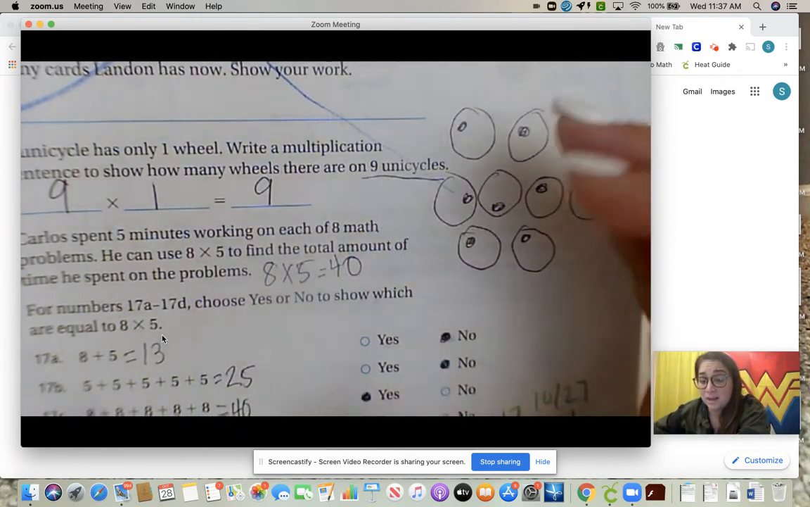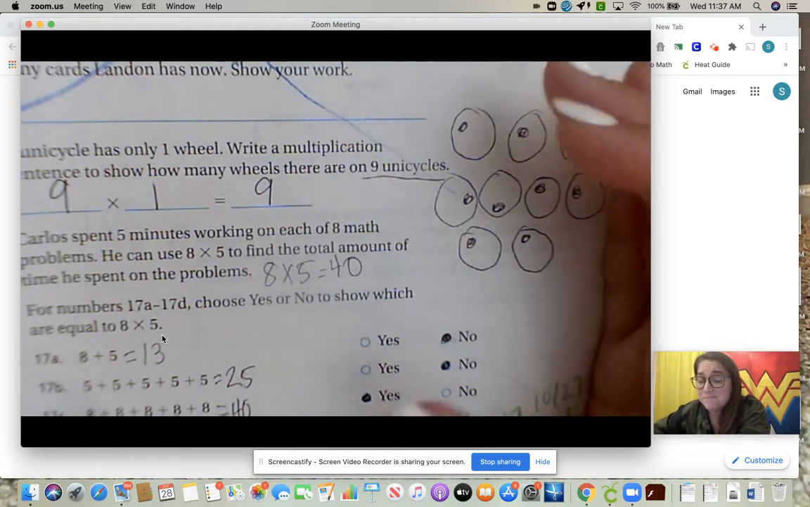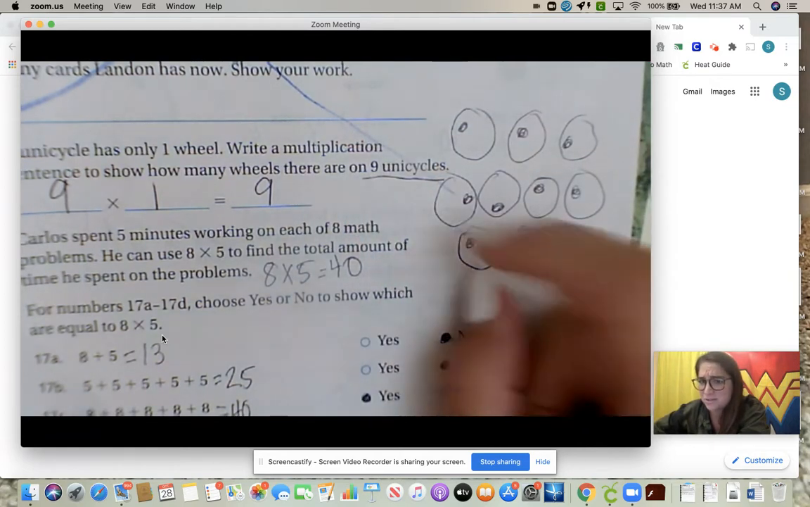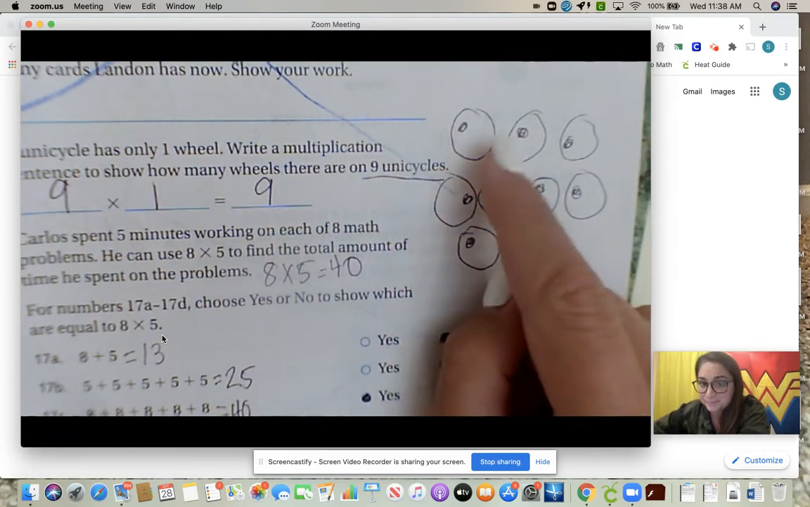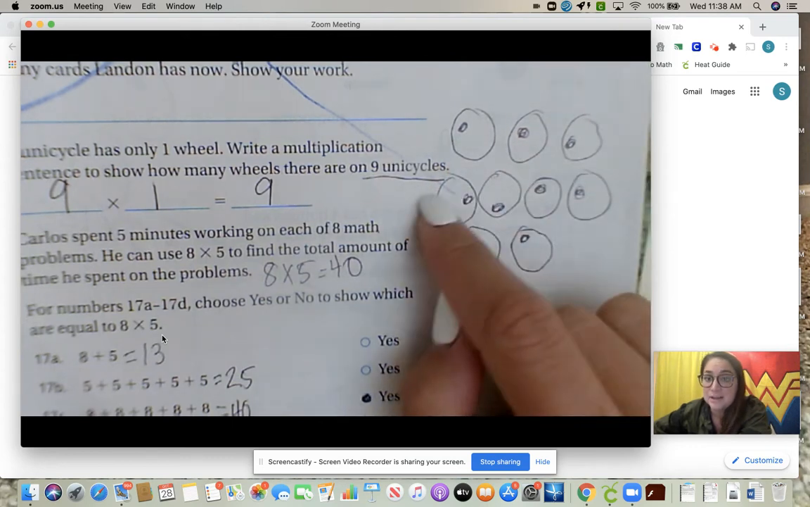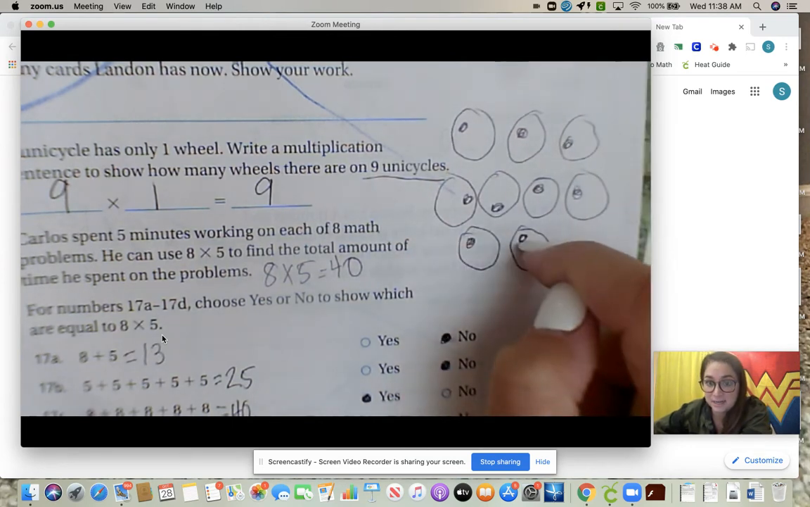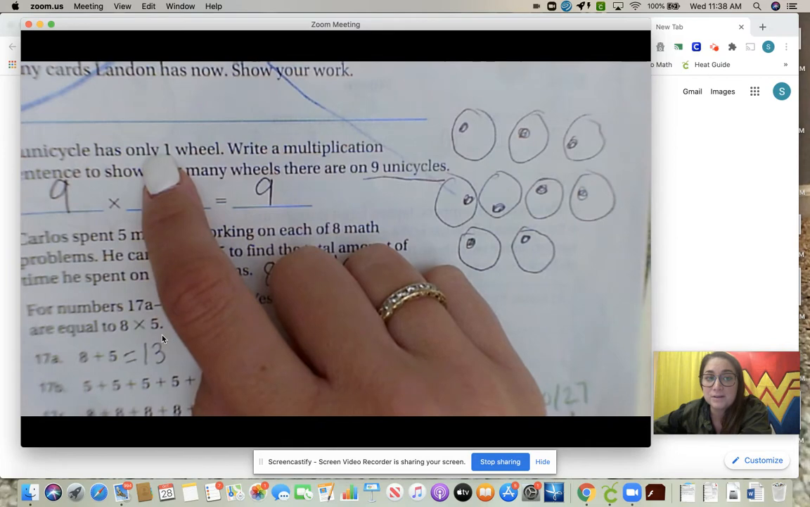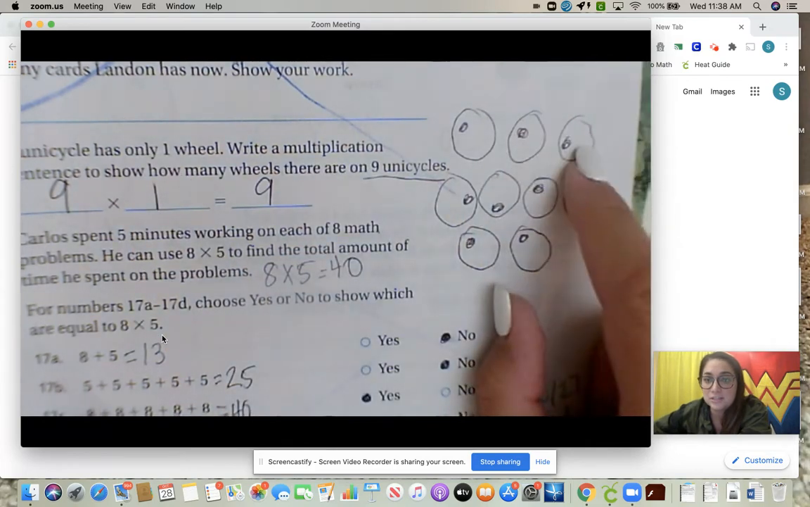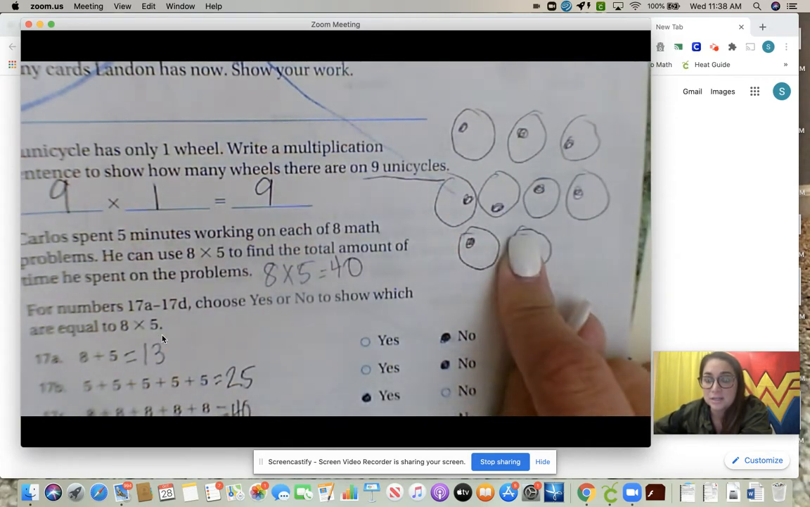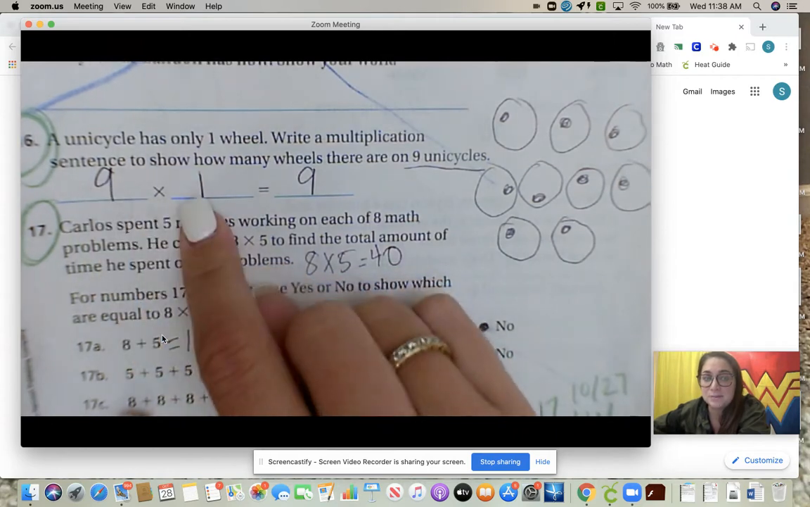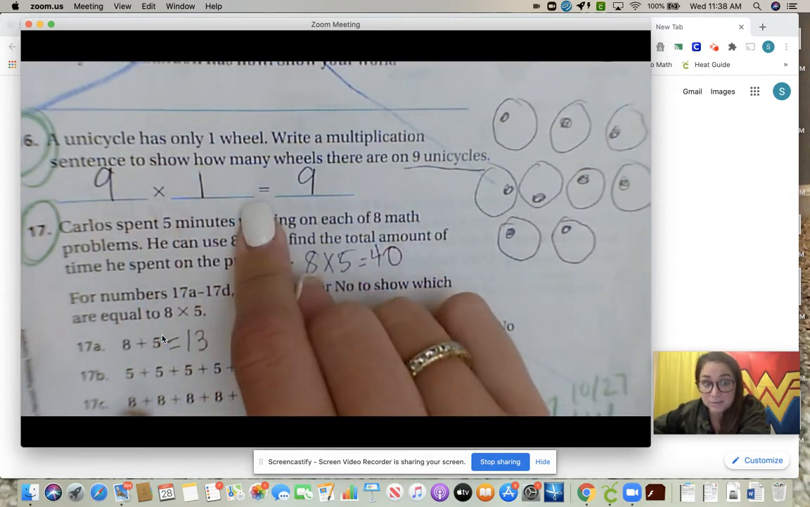One unicycle is one wheel. So unicycle is our groups. So we have 9: 1, 2, 3, 4, 5, 6, 7, 8, 9. Then there's one wheel on each unicycle, so we put 1 in each. So we have 9 groups times 1 object in each group equals 9.